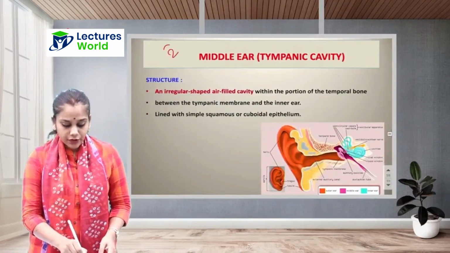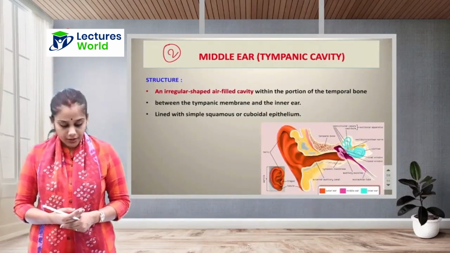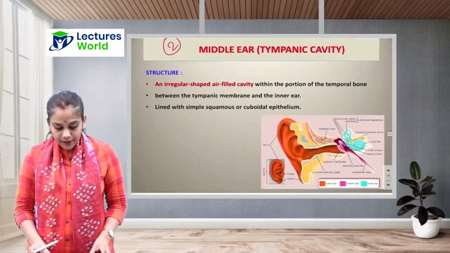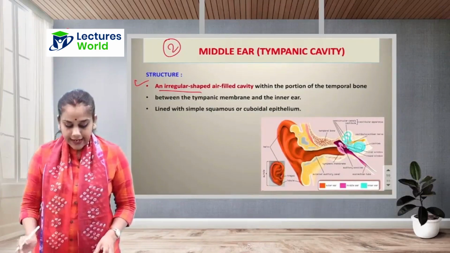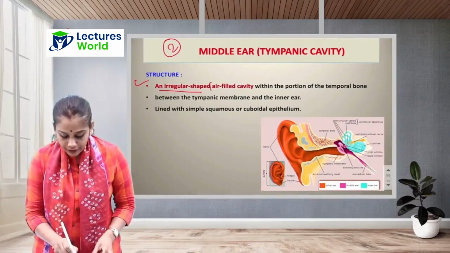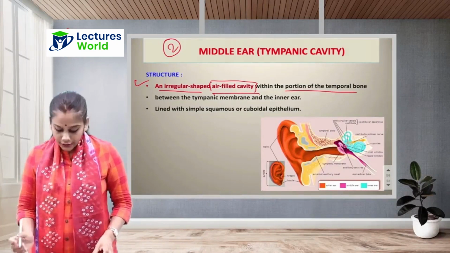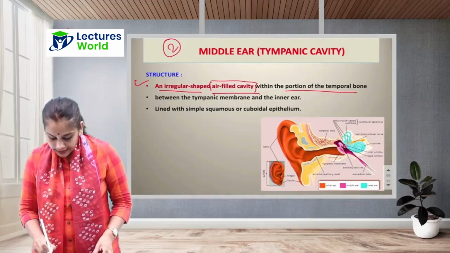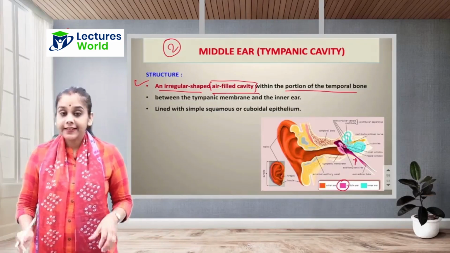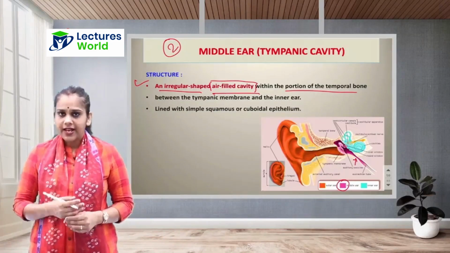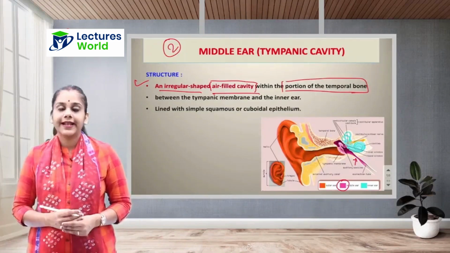Now, the second portion is the middle ear, or we can say the tympanic cavity. Let us see the structure of the middle ear. The middle ear is an irregularly shaped, air-filled cavity within the portion of the temporal bone. You can see this is the middle ear, in pink color. It is always an air-filled cavity, within the temporal bone.